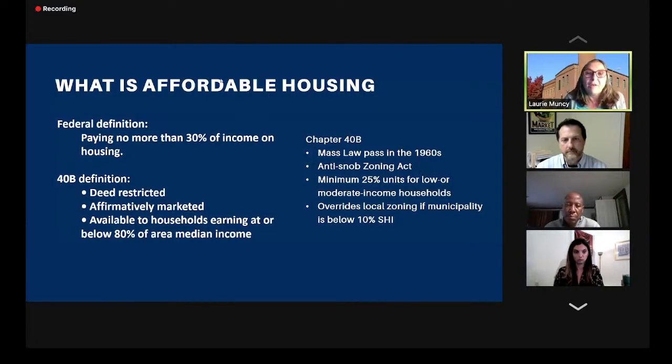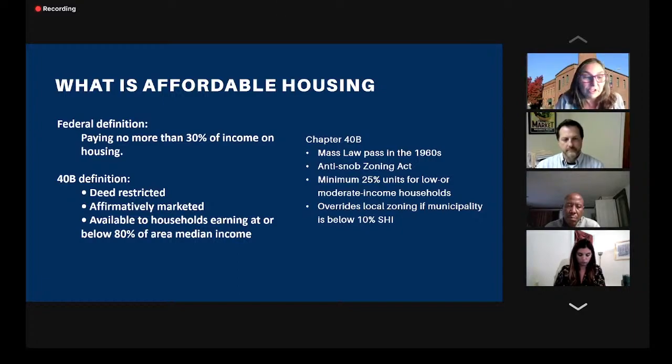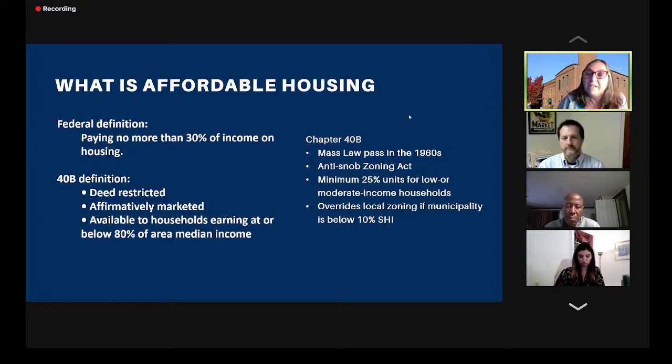What is affordable housing? Federal definition: paying no more than 30% of income on housing. The 40B definition includes age restrictions, affirmatively marketed, available to households earning at or below 80% of area median income. Chapter 40B, Mass Housing Law, was passed in the 1960s. It's commonly referred to as the Anti-Snob Zoning Act. It requires a minimum of 25% of the units set aside for low or moderate income households, and it overrides local zoning if the municipality is below 10% SHI.